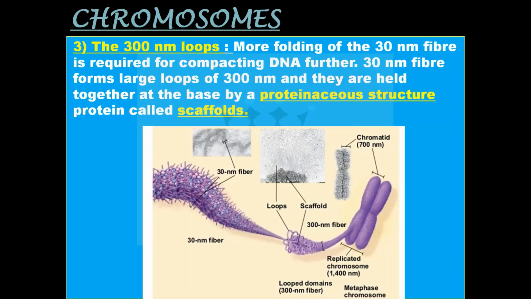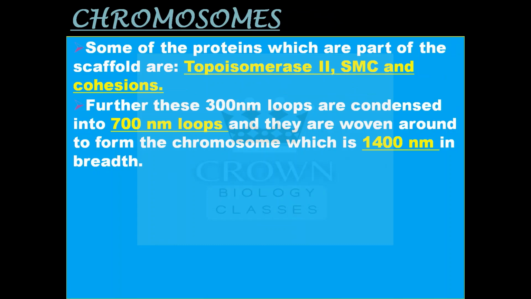The 300 nanometer loops: more folding of the 30 nanometer fiber is required for compacting DNA further, and it will result in large loops of 300 nanometer fiber, and they will be held together at a base by a proteinaceous structure called scaffold, and this is beautifully represented in this diagram below. Some of the proteins which are part of the scaffold are topoisomerase 2, SMC, and cohesins. Further, these 300 nanometer loops are condensed into 700 nanometer loops, and they are woven around to form the chromosome, the final structure which is 1400 nanometer in breadth.